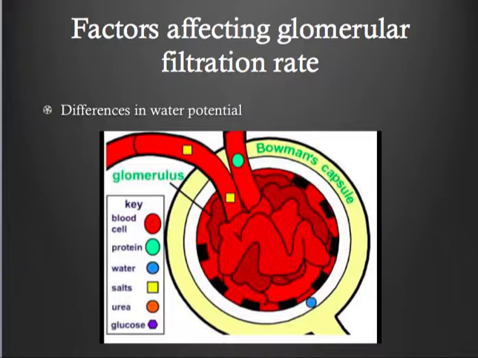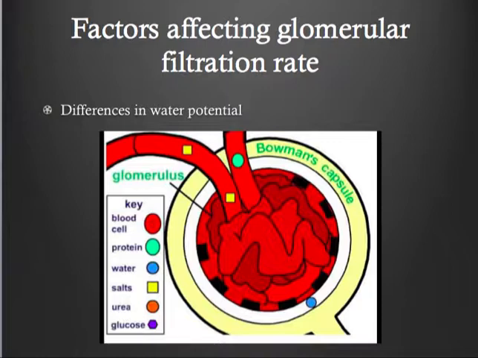This tends to raise the water potential of the blood plasma above the water potential of the contents in the Bowman's capsule. However, the concentration of solutes in the blood plasma in the capillaries is higher than the concentration of solutes in the filtrate. So this is because while most of the contents of the blood plasma filter through the basement membrane, right, the plasma protein molecules are too big to get through, and so they stay in the blood. So this difference in solute concentration tends to make the water potential in the blood capillaries lower than that of the filtrate in the Bowman's capsule.